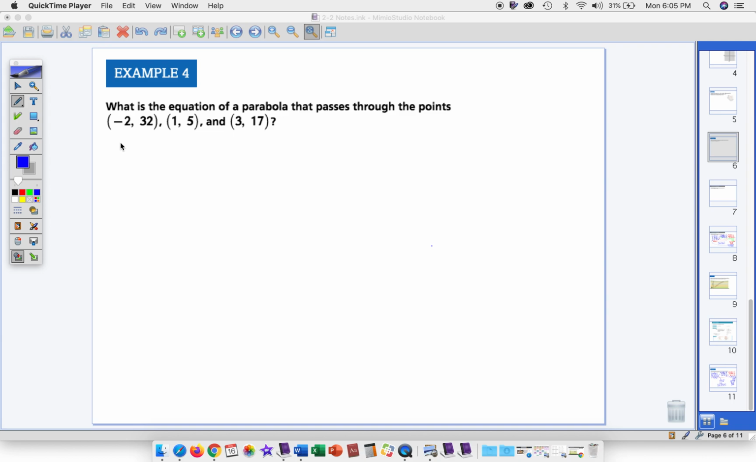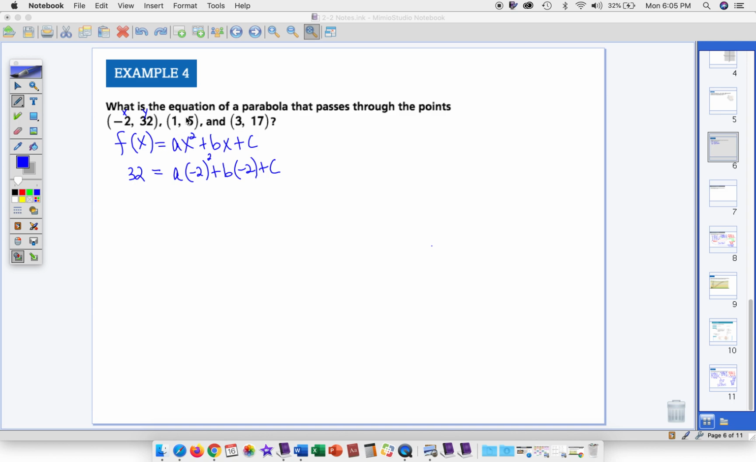So what we're going to do is set up a system by using our standard form, ax squared plus bx plus c. And remember, each one of these coordinates represents an x and a y. So I'm going to have 3 separate equations, one for each coordinate, where I'm going to let f of x equal y. So for the first one, f of x is 32. And then for every x here, I'm going to plug in -2. So this is a times -2 squared plus b times -2 plus c.